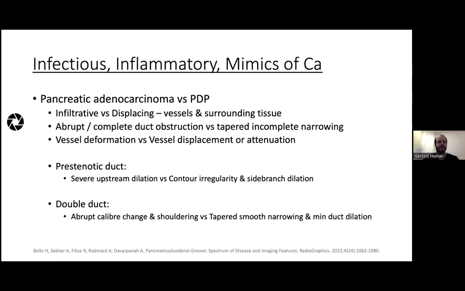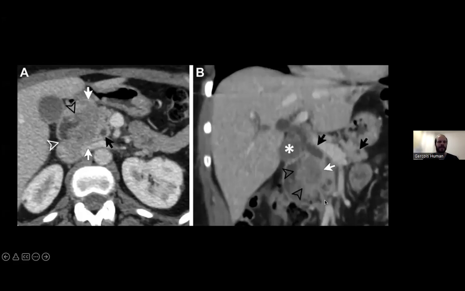Both of these entities can give you a double duct sign, but as mentioned, you'll have abrupt caliber change and shouldering in the carcinoma instances, versus tapered and smooth narrowing with minimal duct dilation at that region. It can even be incompletely narrowed at that area. Just some imaging showing the carcinoma. On the left, we've got this contrast-enhanced CT showing a hypo-enhancing region in the pancreaticoduodenal groove with direct invasion of the medial wall of the duodenum, as indicated by the black arrowhead.